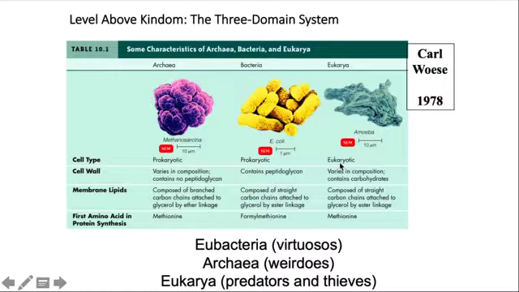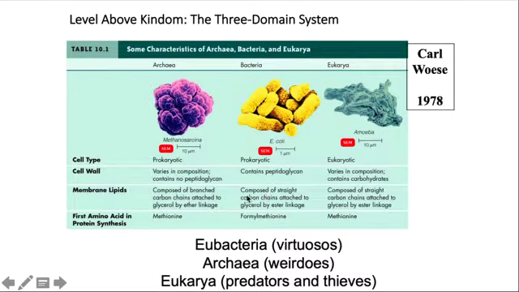For the cell wall, there is variation in archaea, but they have no peptidoglycan. Bacteria have peptidoglycan. Eukarya will vary based on whether they are fungi or plants, and then the cell wall composition will be different based on that. In terms of membrane lipids, archaea have branched carbohydrate chains that are attached to glycerol.